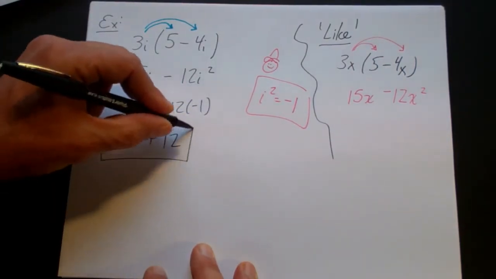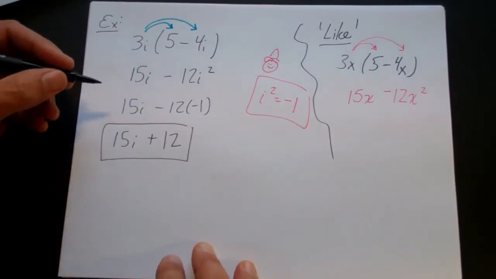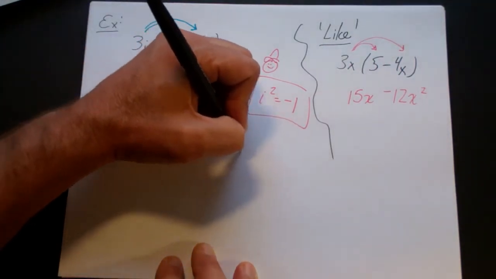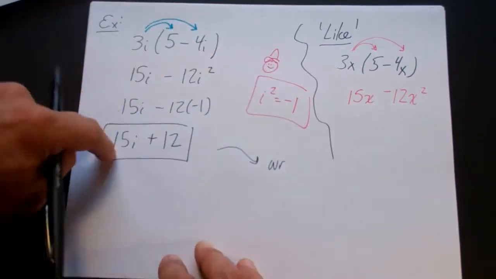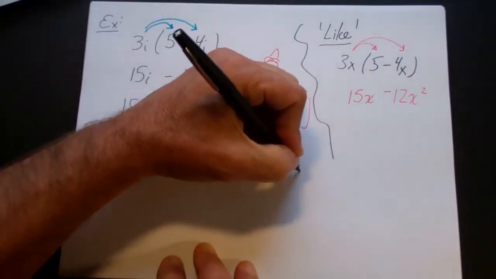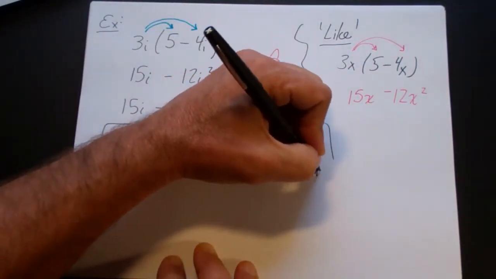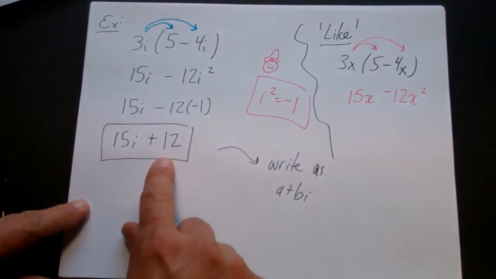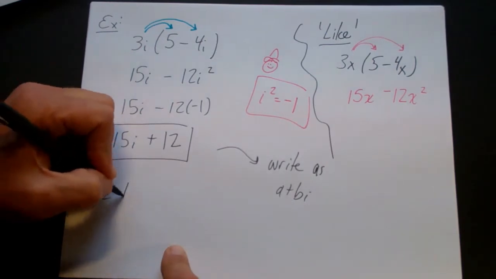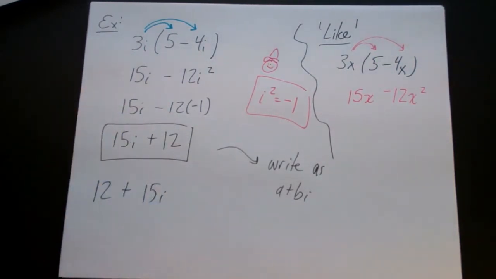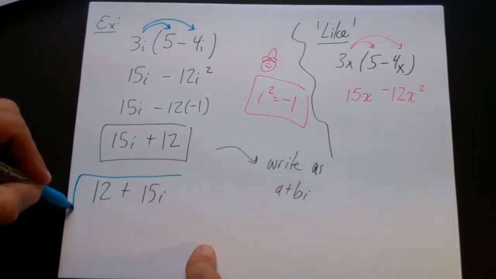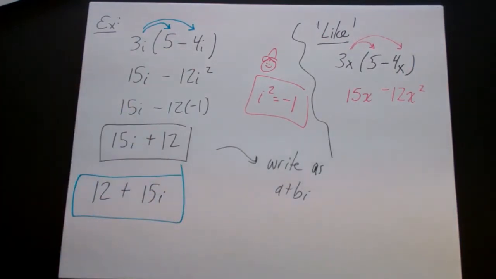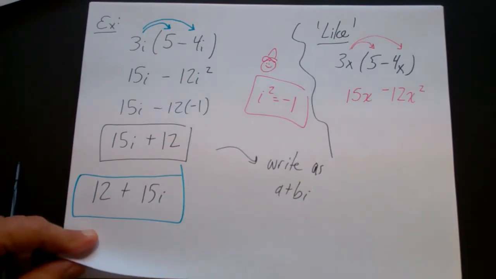Now that's your answer. Typically we would like to write it in the form a plus bi. That is, we want to write the real part first. So that's going to be 12 plus 15i. And that's going to be the final answer that we want right there. And that's all there is to it. That's how you multiply complex numbers.